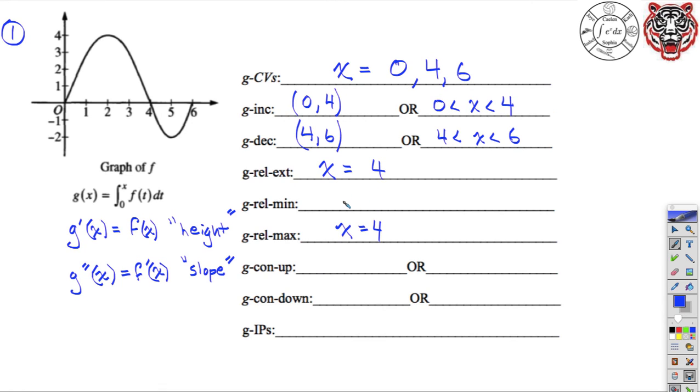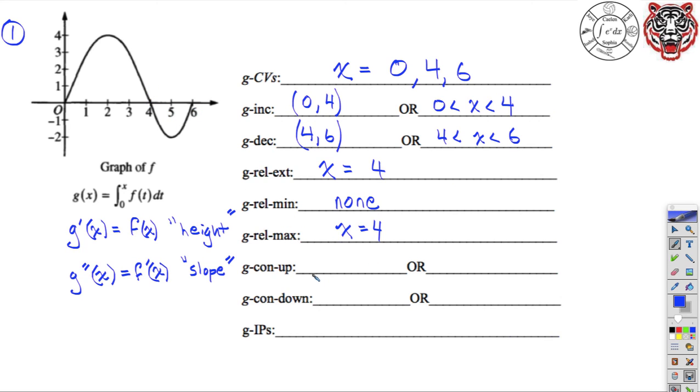What is the definition of a minimum again? A negative to a positive. Negative to a positive, so there are none. This is a relative maximum because it went from a positive to a negative at this point, 4.